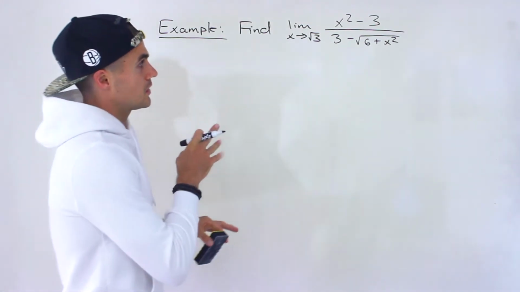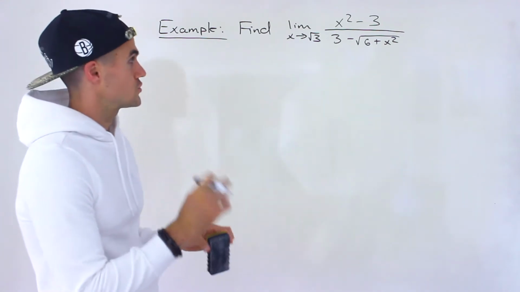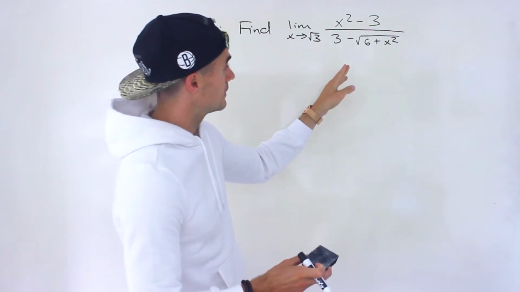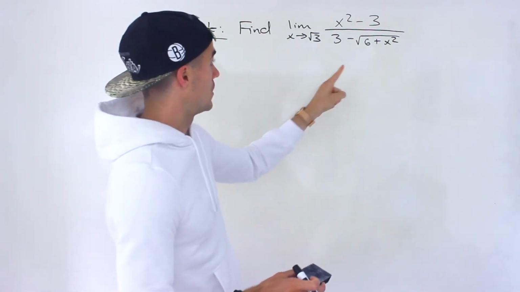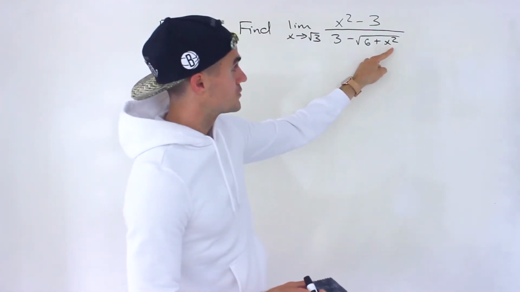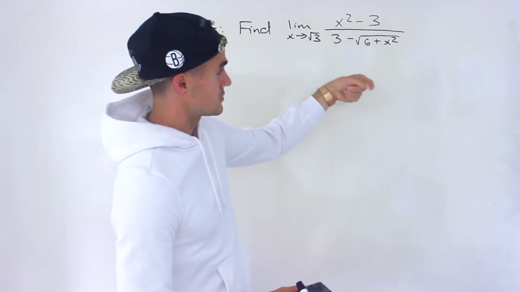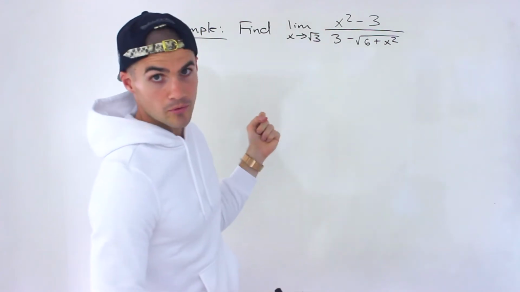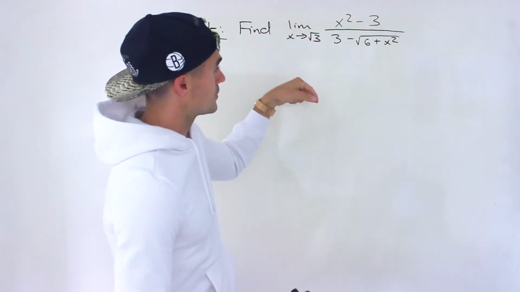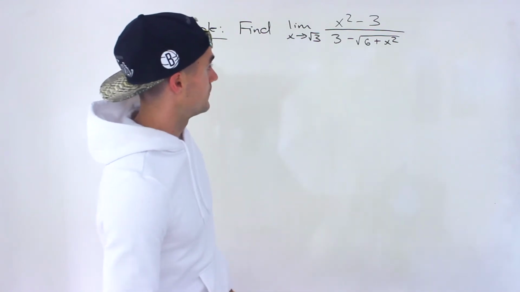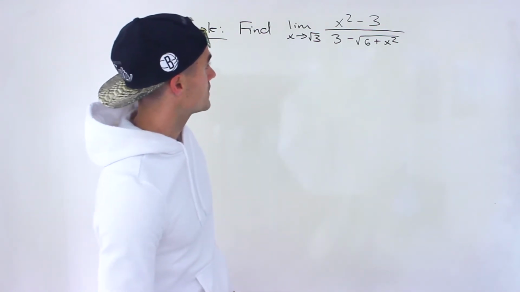Notice with this limit in particular, we can't do a direct substitution, because if we plug in root 3 for the x values, the denominator will be 0. We'll have root 3 to the power 2, which would be 3, plus 6 is 9, square root of 9 is 3, 3 minus 3 would be 0. Notice the top would be 0 as well: square root of 3 squared is 3, minus 3 is 0. So we've got to go about this in a different way.